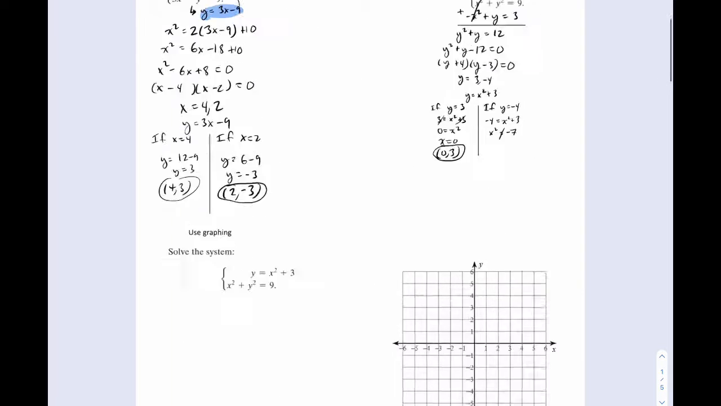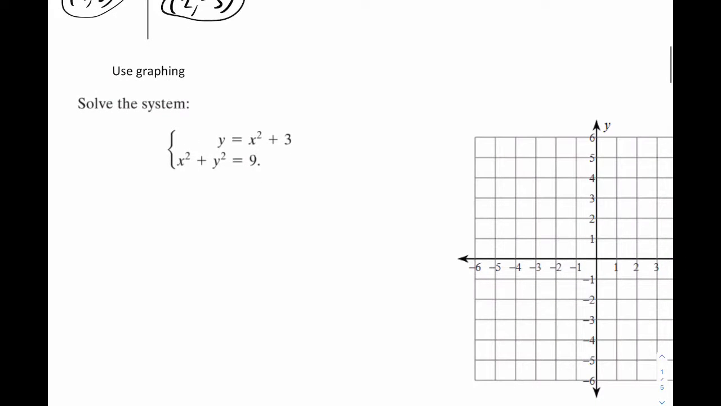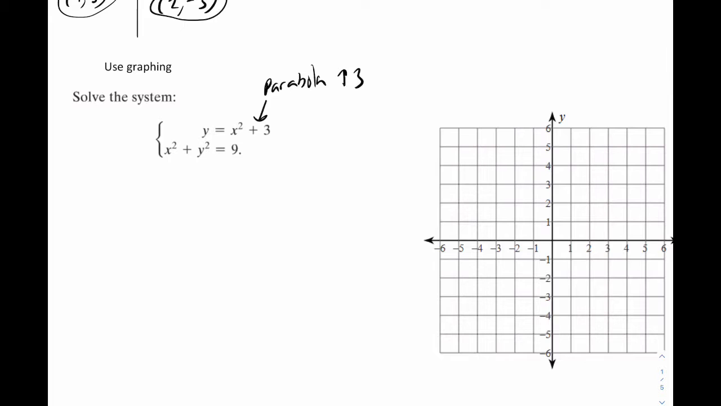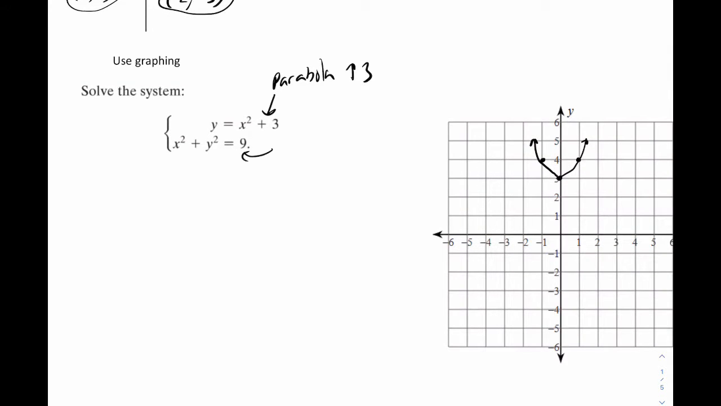Now we have one more example. This one says use graphing. So we should know both of these. Right there I can see that's a parabola, a standard parabola shifted up 3. So I know here's the vertex, and then there's my basic points right there. So I'm just going to sketch that. And this we should recognize is a circle, center 0, 0, and a radius of 3. So that's really nice. So let's draw that.